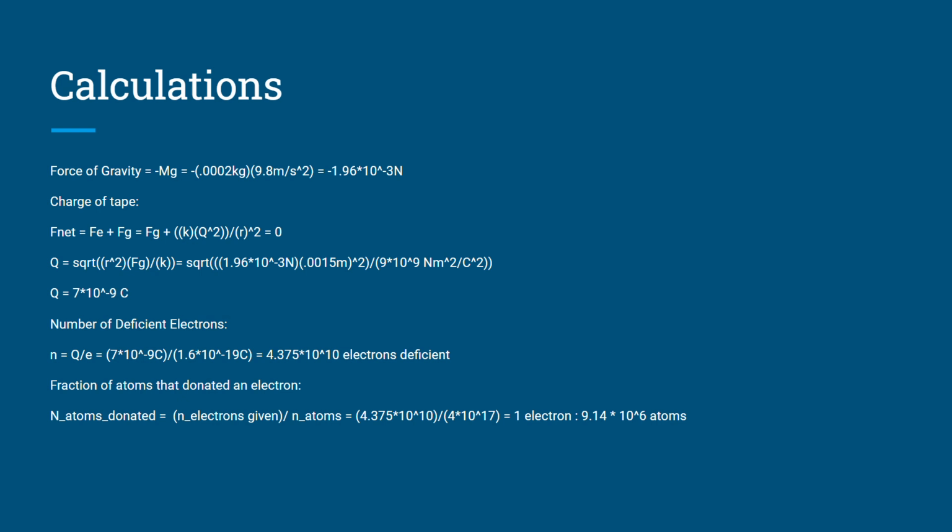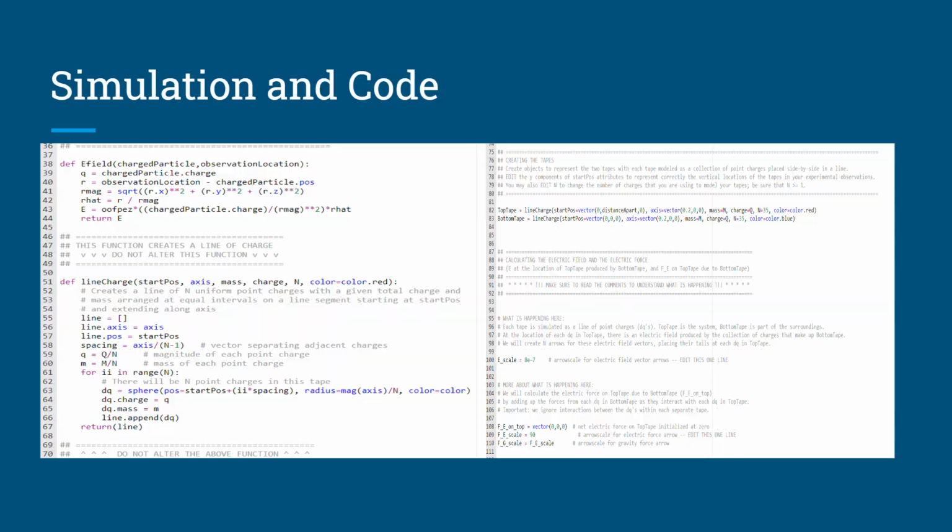When you do solve for Q, you get the square root of R squared times F_G over k. This ended up giving me a Q of 7 times 10 to the negative ninth coulombs. If you divide it by the charge of an electron, you'll end up getting 4.375 times 10 to the 10th electrons. Then you see what kind of charge you need to accomplish the positive.